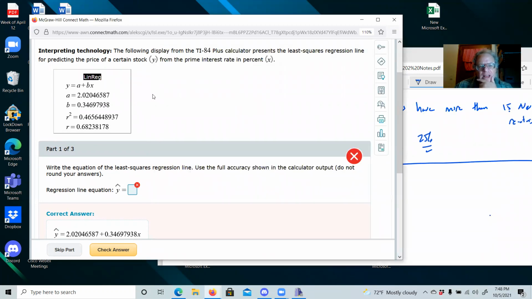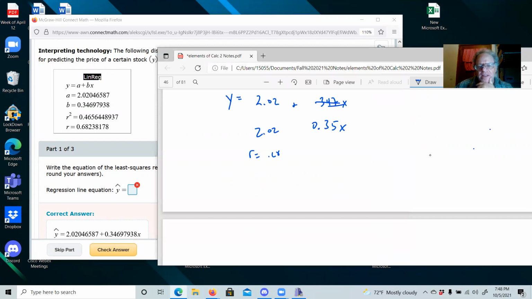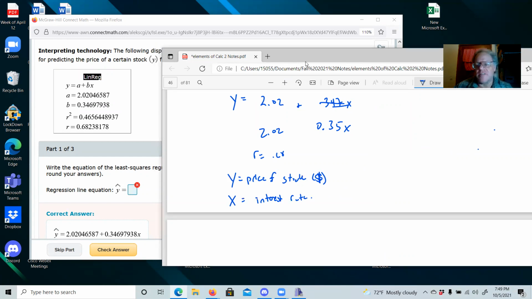What is this? This is a displayed least squares regression line for the price of a certain stock and the prime interest rate. So Y is equal to the price of stock. I'm going to assume they mean in dollars. And X is interest rate. Oh, prime interest rate. I think this is the rate that banks lend money to each other.